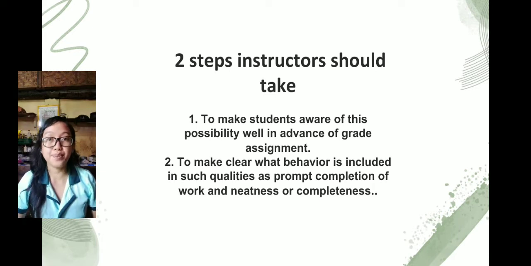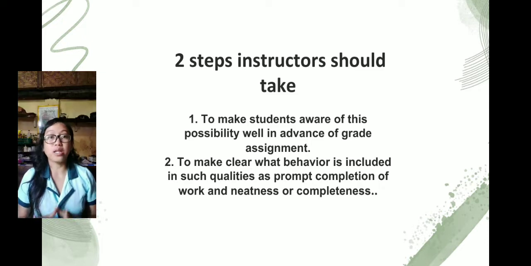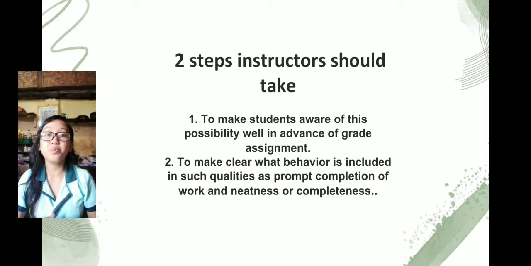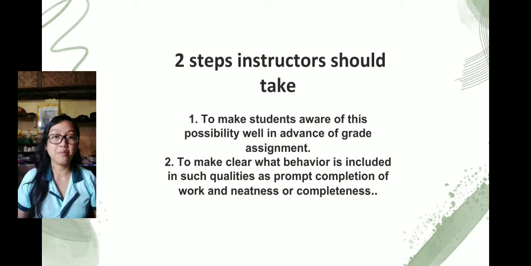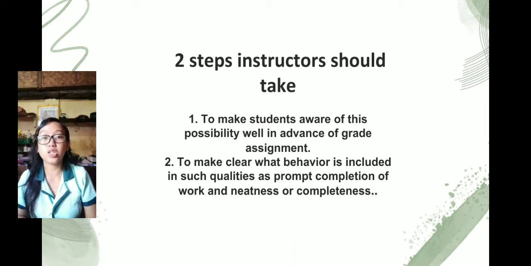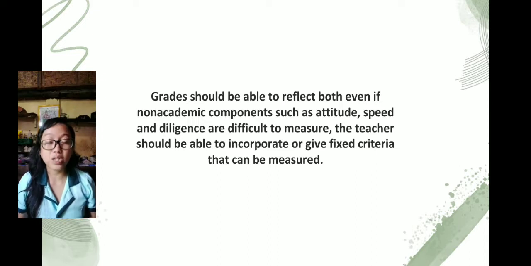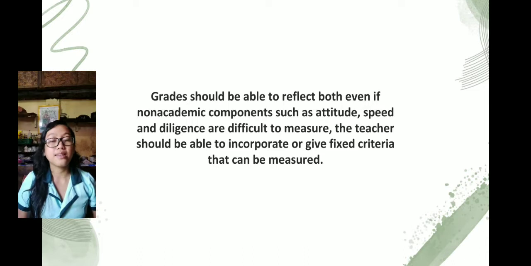And we have here 2 steps instructors should take. The first step should be to make students aware of this possibility well in advance of grade assignment, and to make it clear what behavior is included in such qualities, such as prompt completion of work and neatness or completeness. That's why it's really important that a student should be aware in advance of the possibility of the grade assignment, and understand what behavior is related to such qualities, so that their grades are properly arranged. That's why grades should be able to reflect both, even non-academic components such as attitude, speed, and diligence, which is very difficult to measure. The teacher should be able to incorporate or give fixed criteria that can be measured.